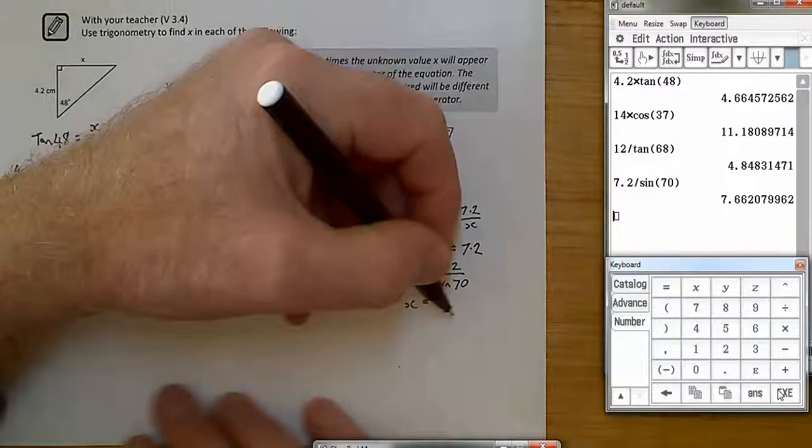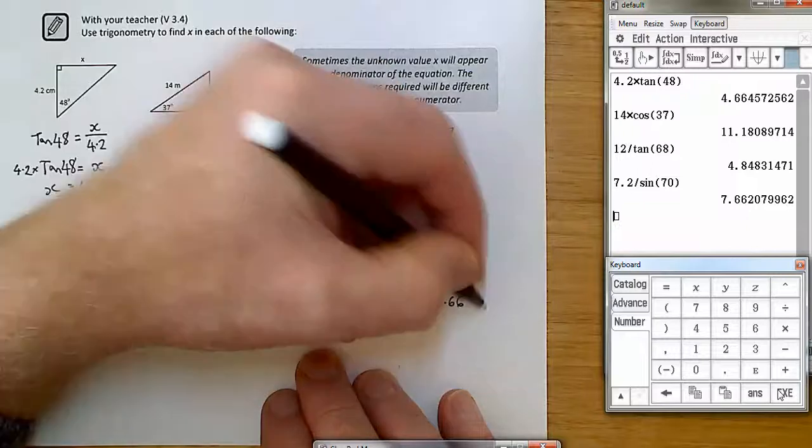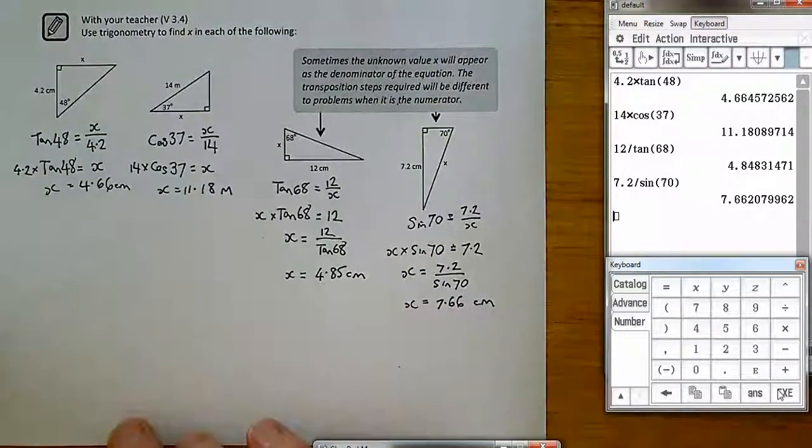7.66. Check my answer looks appropriate. Write the units in. The answer looks appropriate because it's the hypotenuse we've found and it seems to be the longest side, so that's good. And you need to be a real expert at this, so I would recommend that you don't skimp on practice of this one.